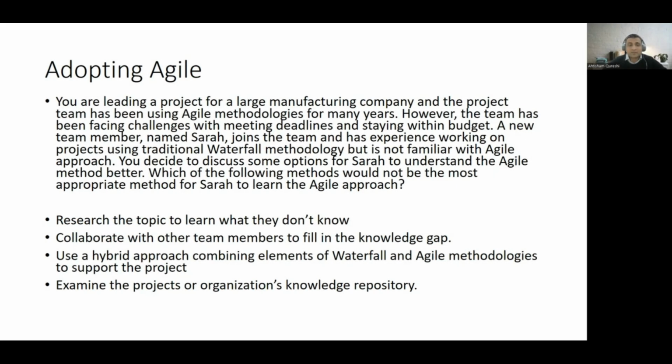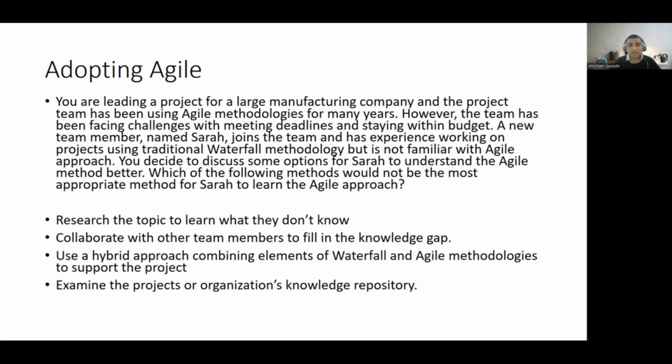The situation is that she is coming from a company which is purely predictive and nothing is to be blamed. She was doing it in a way and it was working out. And now you are purely into agile way of doing things. Now the best way should be, okay, the first one, research the topic to learn what they don't know, which is a self-study. It's not a collaborative approach. She might try many things, she might learn many things, but she will not quickly come up with the learning curve. So researching will be a good idea, but it's not helpful in this circumstance.